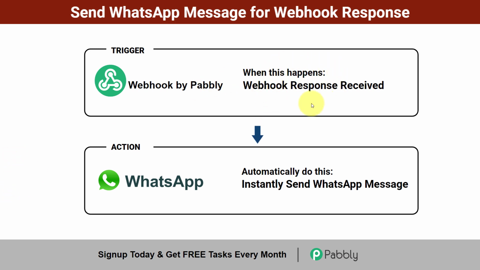Okay, so assume that we have pasted the Webhook URL in a form building application, and when we have the form responses as a Webhook response, we can immediately and automatically send the WhatsApp message to those form responses. Want to learn how you can do that?